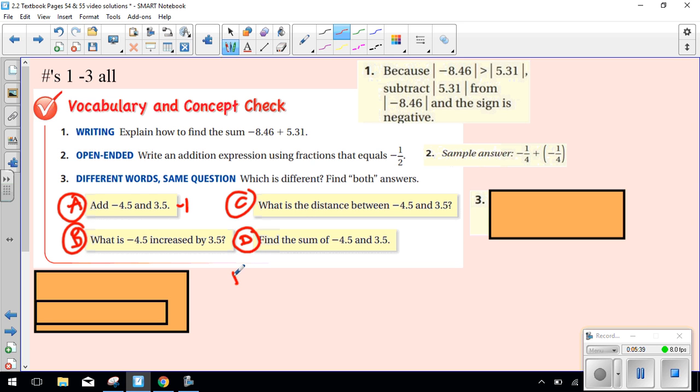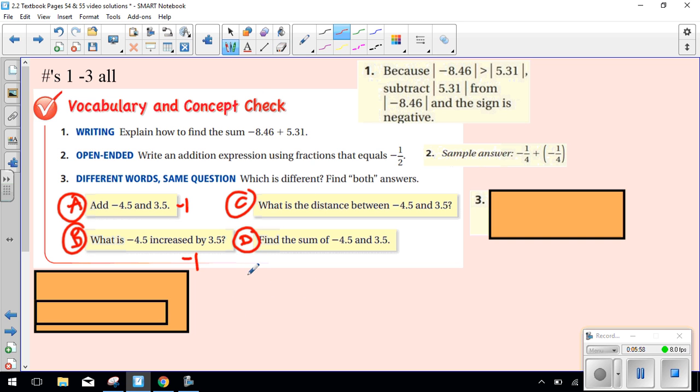Letter B is what is negative 4.5 increased by 3.5. So negative 4.5 increase means add. And just like before, this is going to equal negative 1.